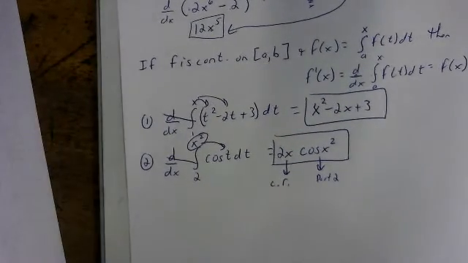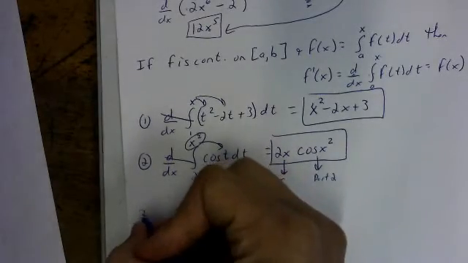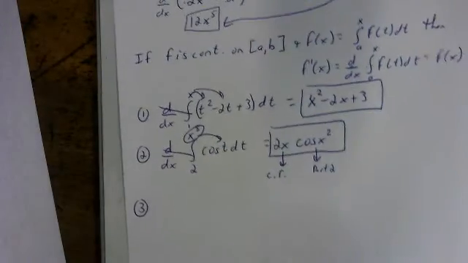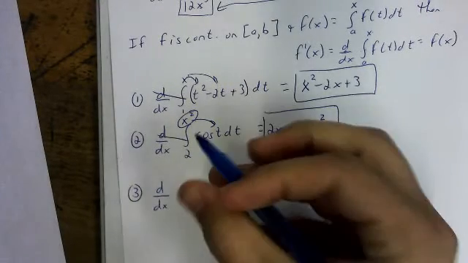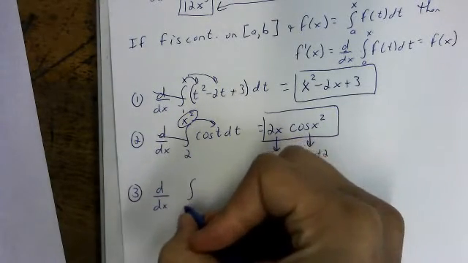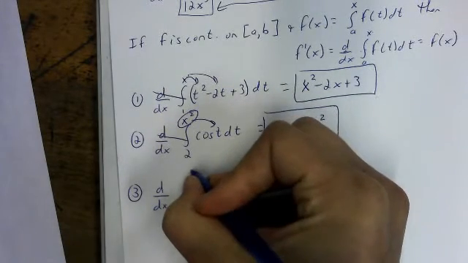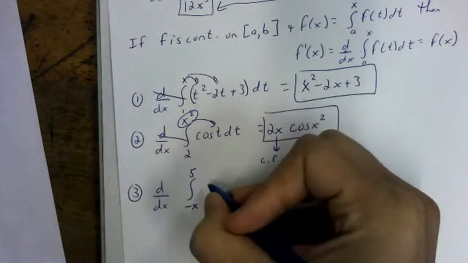I know what you're thinking, still not spicy enough. Fine by me. Let's take the derivative of the integral from negative x to 5 of natural log of t dt.